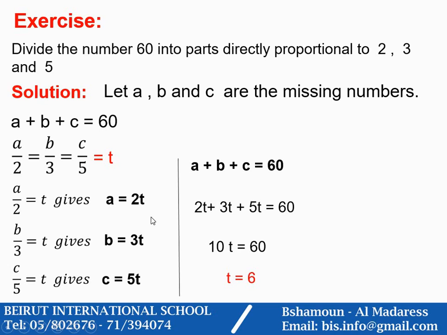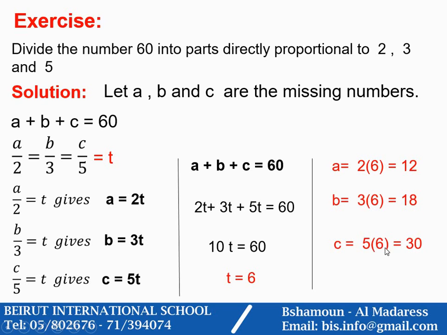Now you have t, and you have a, b, c in terms of t, so you substitute them. So a was 2t, so it's 2 times 6, it's 12. B, 3 times 6, it's 18 because it's 3t. And c, it's 5 times 6, it's 30 because it's 5 times t.